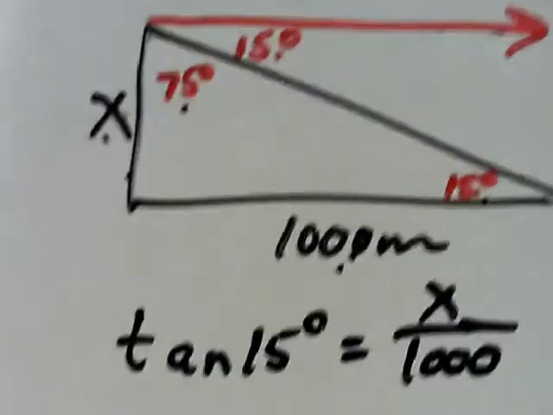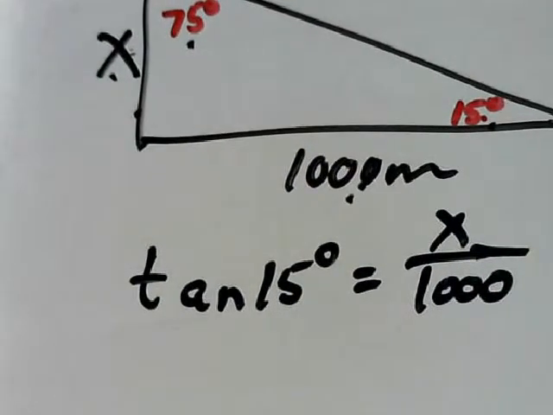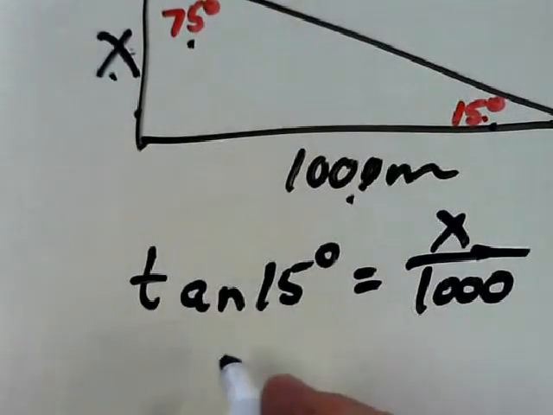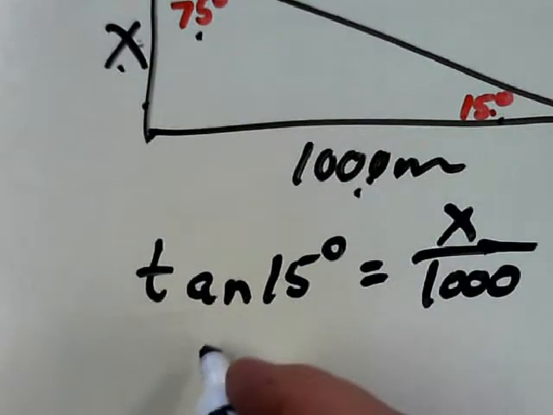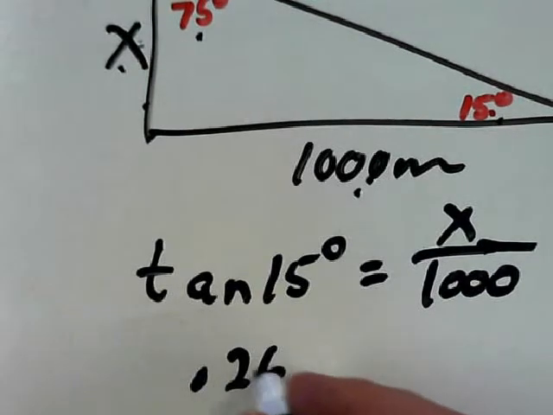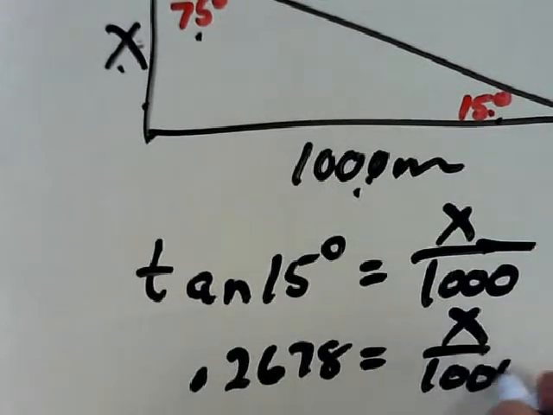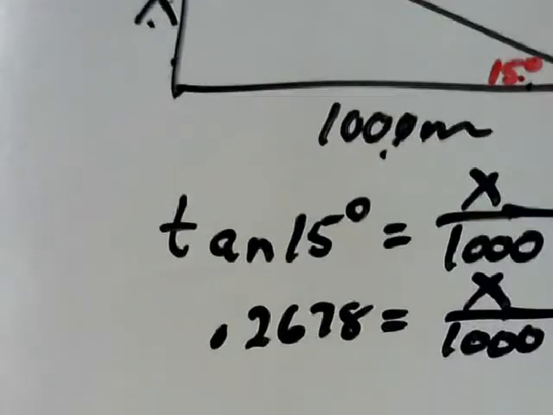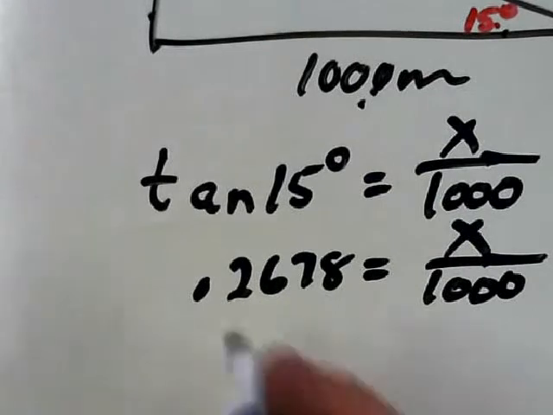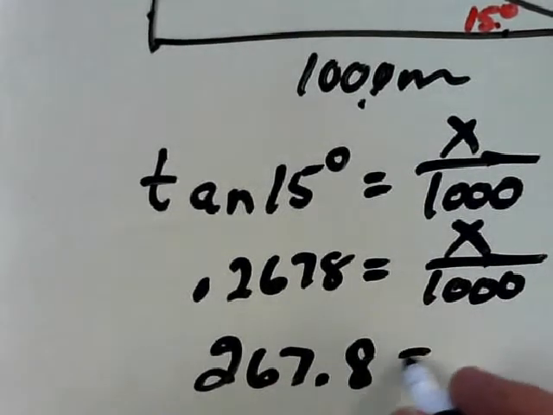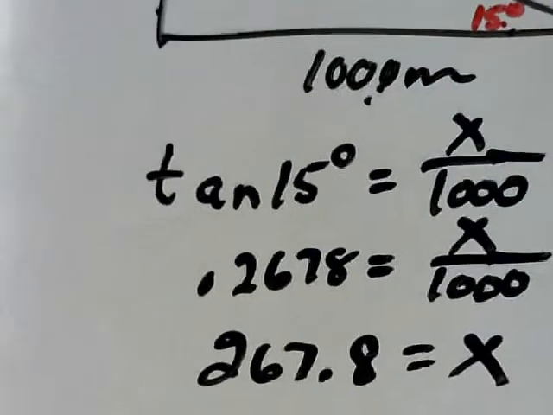That's the way I did it. Probably why you got the same answer. So what's the tangent of 15 degrees? 0.2679 equals X over 1,000. Cross multiplying would be 267.9 equals X.